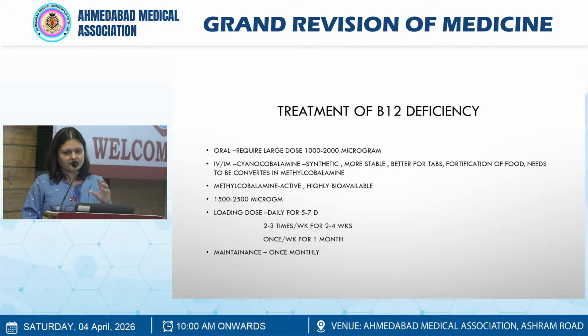Hydroxycobalamin is available in the UK. Cyanocobalamin is synthetic, more stable, better for tablets and fortification of food. Methylcobalamin is the active form. The dose is 1500 to 2500 micrograms per injection. First we should give a loading dose: daily for a week, then 2 to 3 times per week for a month, then once a week for a month, and then go with maintenance therapy, that is once a month.